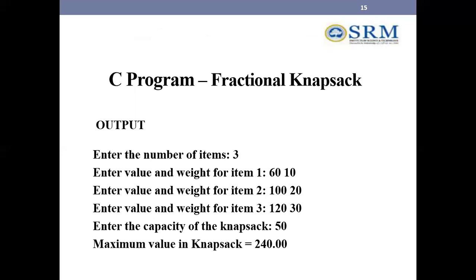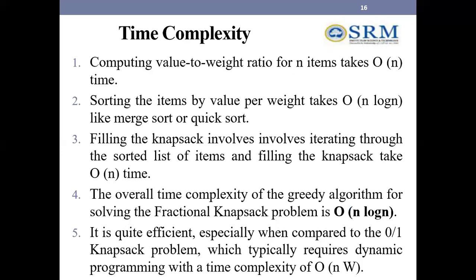And the output of the C program is: enter number of items, 3. Enter the value and weight of the first item, 60 and 10. Value and weight of the second item, 100 and 20. Value and weight of the third item, 120 and 30. The capacity of the knapsack is 50. The maximum value subset of items that fit into the knapsack is 240. So this is the output of the fractional knapsack problem using the greedy approach.